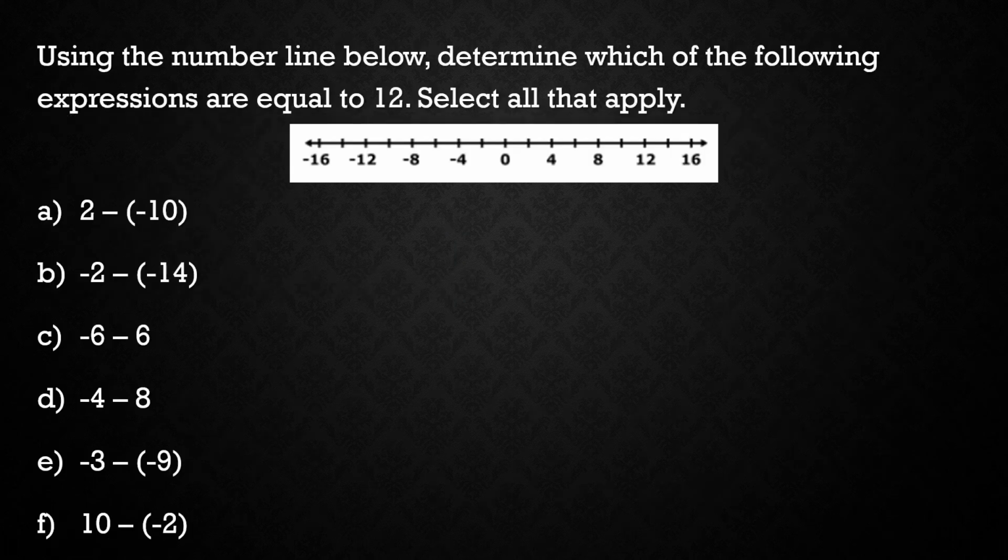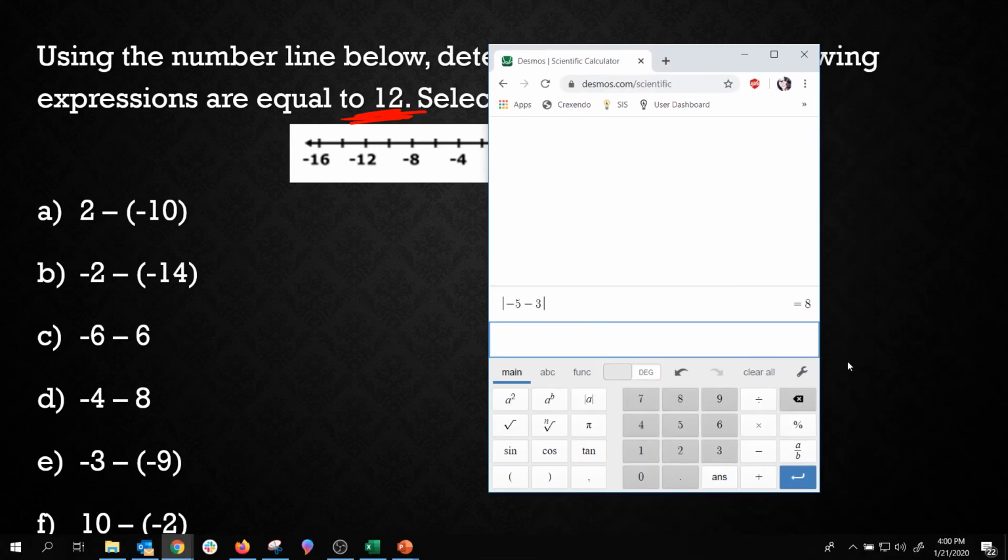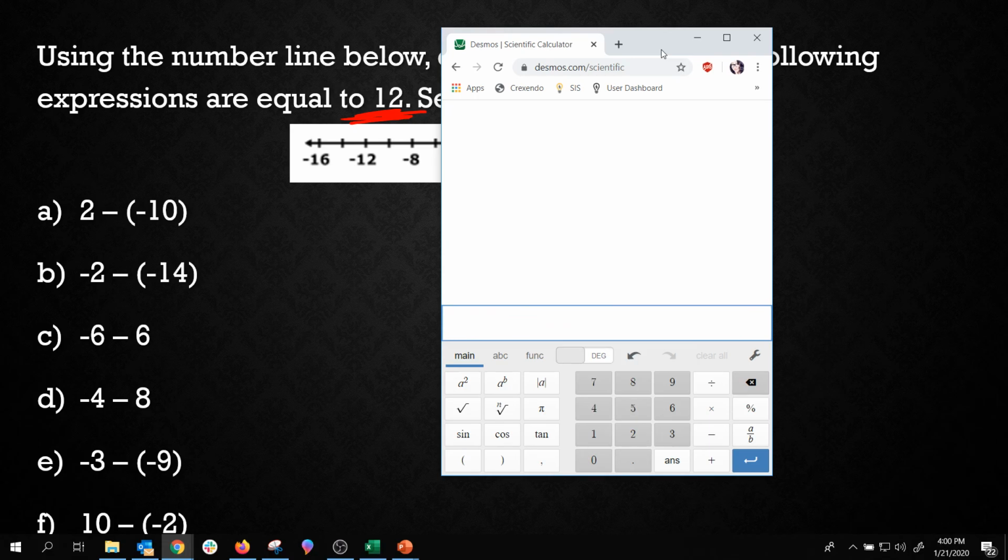Alright, here's the next one, and we want to know which of the following expressions are equivalent to 12. It tells you to use the number line again, but remember, we can just type all these into a calculator and see which ones give us 12. So from top to bottom, I have 2 minus negative 10, negative 2 minus negative 14, negative 6 minus 6, negative 4 minus 8, negative 3 minus negative 9, and 10 minus negative 12.